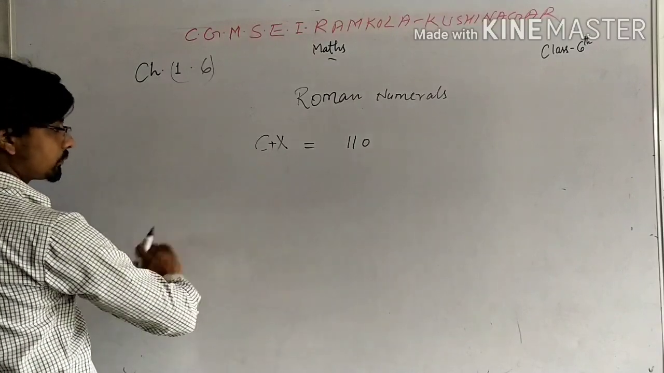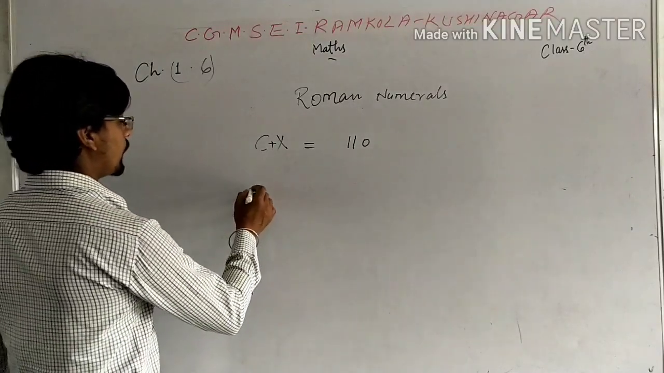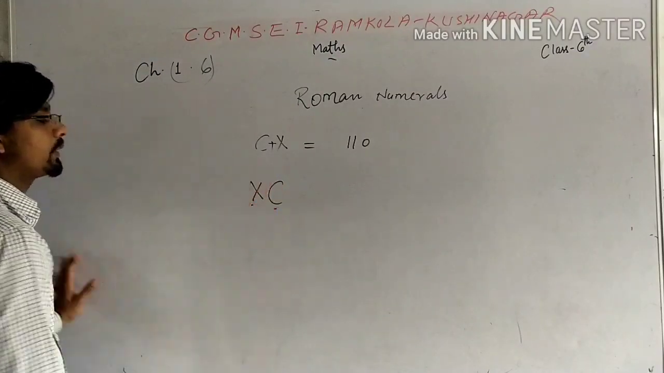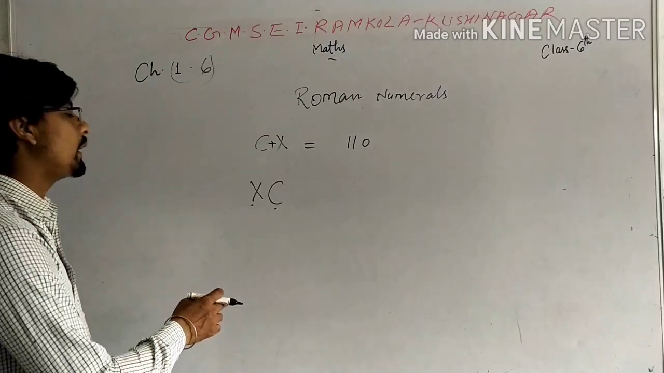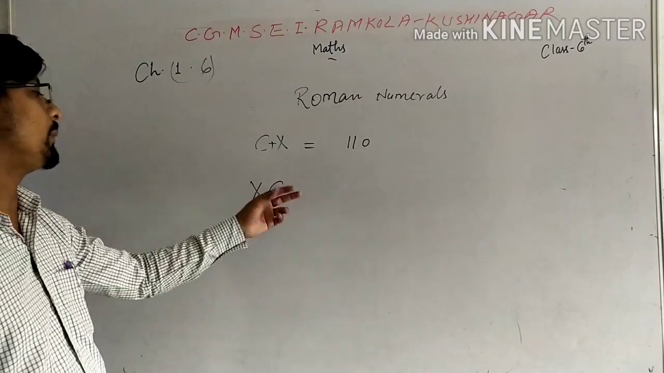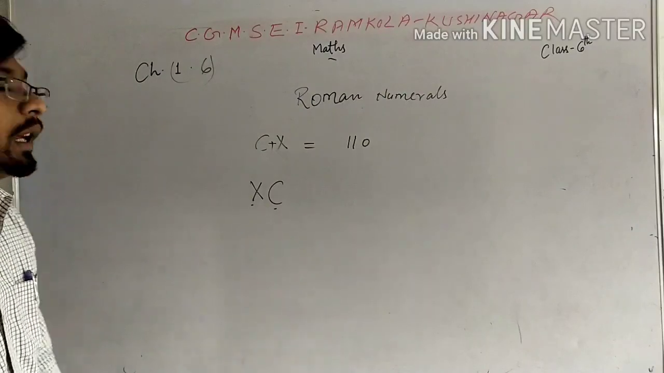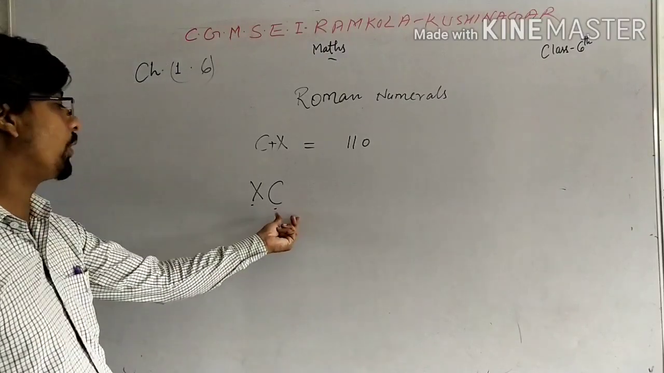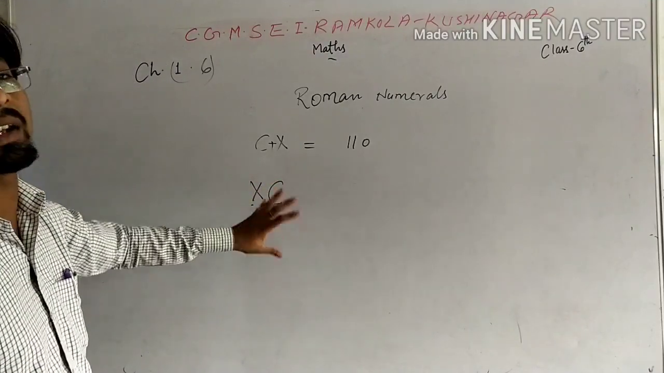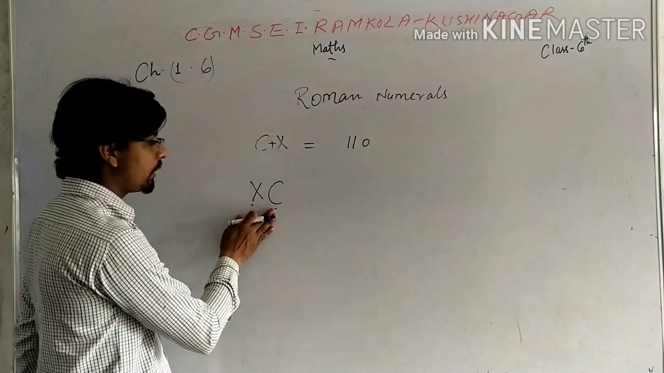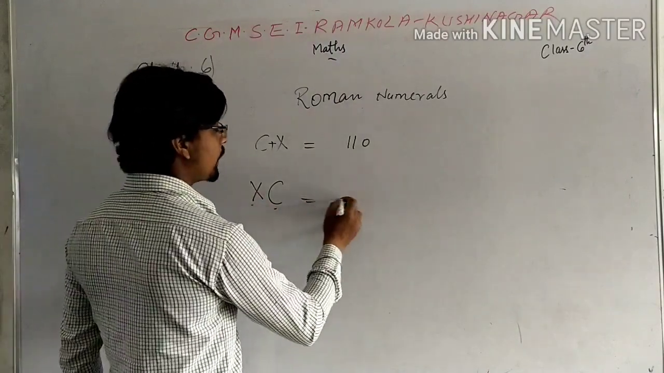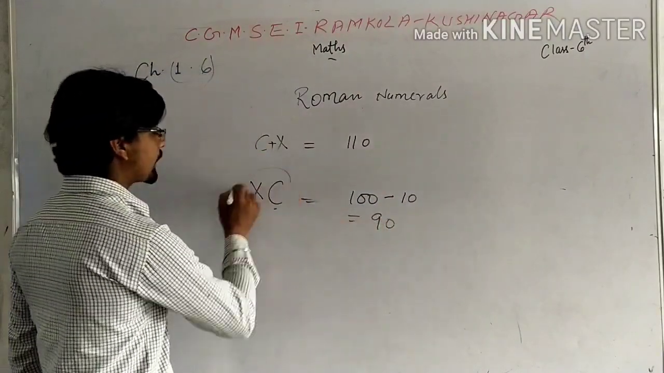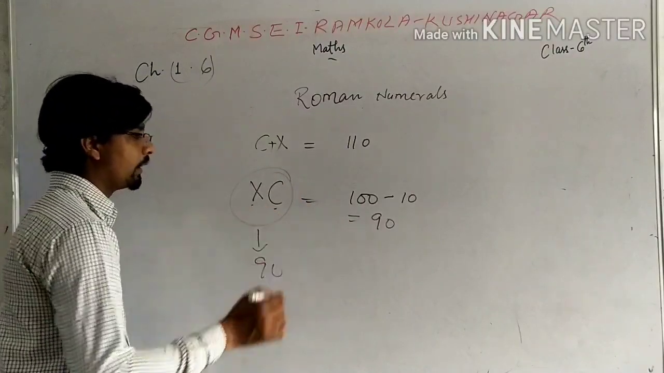In the same way, we write X C. X is 10 and C stands for 100. You can see here X is smaller than C. If any smaller number is placed before the bigger number, it means subtraction. You subtract X from the C. It means 100 minus 10 is equal to 90. So XC stands for 90.